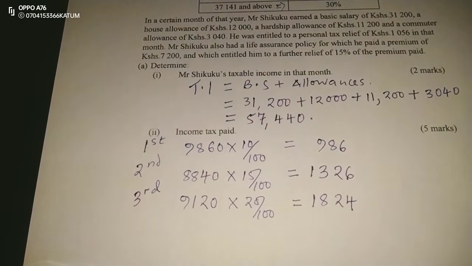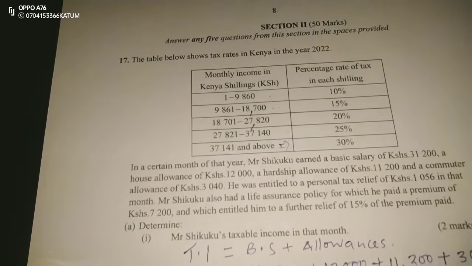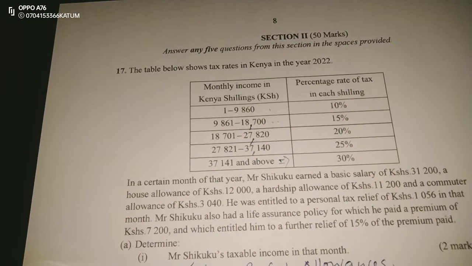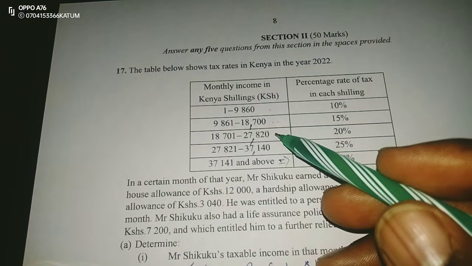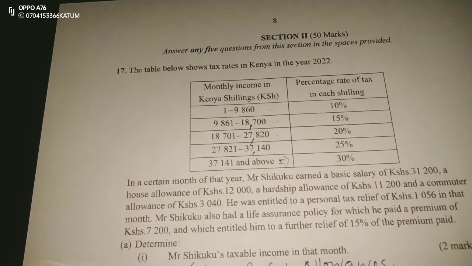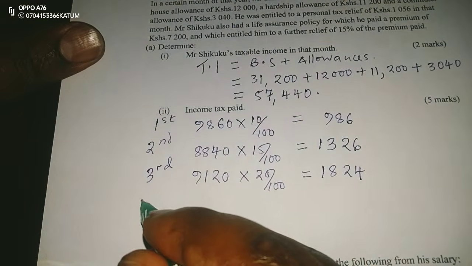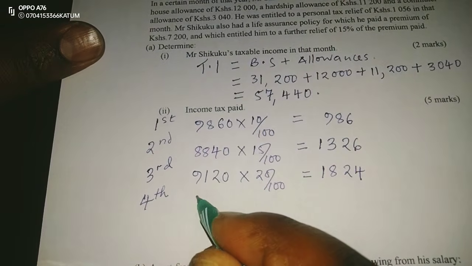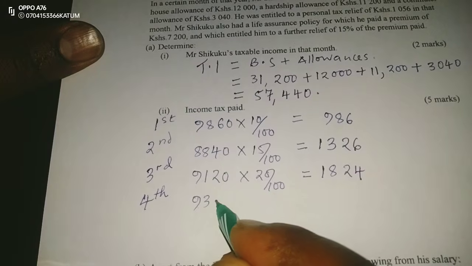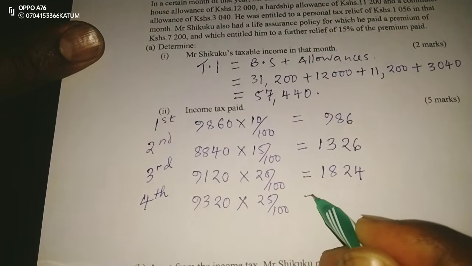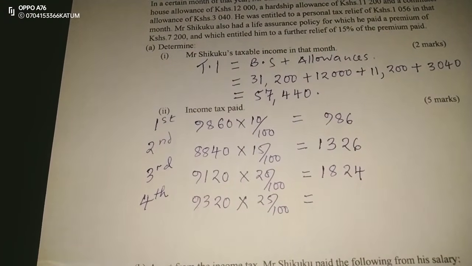Now, in the fourth bracket, we take 37,140, then we subtract the previous limit, which is 27,820. I'm going to get 9,320. So in the fourth bracket, I'm having 9,320, and I tax it at the rate of 25%. So I'm going to get a tax of 2,330.